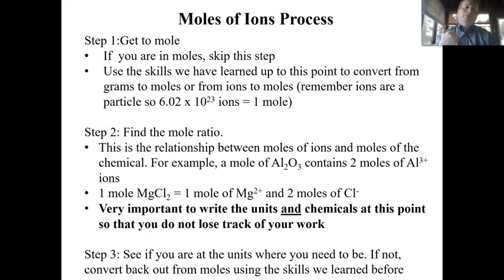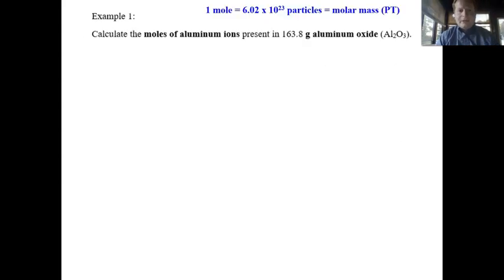So first step, get to mole. Second step, do the mole ratio. Third step, see if you have to keep going. Let the units tell you what to do. All right, but now let's look at a problem. Calculate the moles of aluminum ions present in 163.8 grams of aluminum oxide.